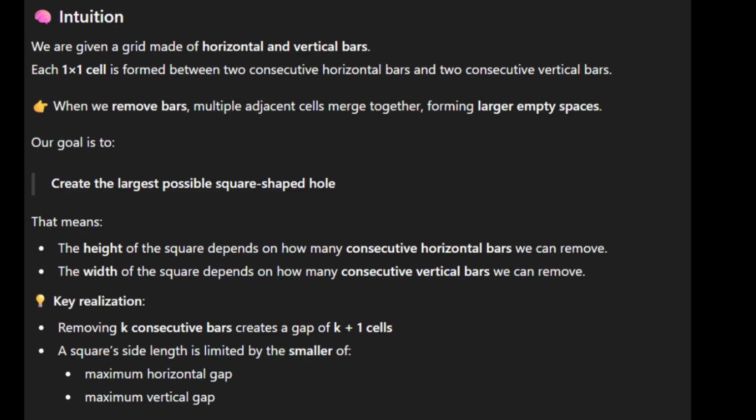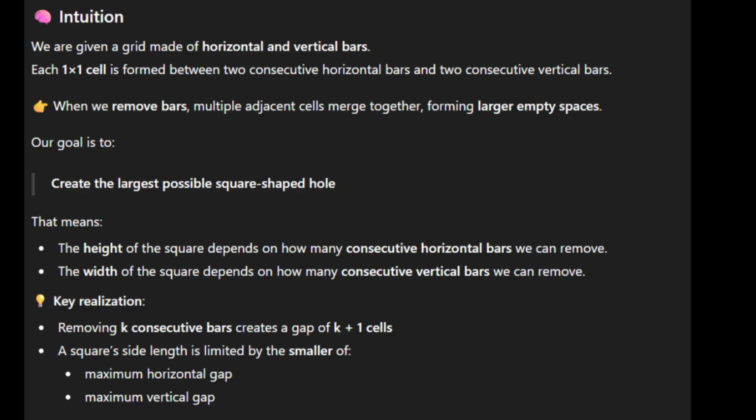Intuition. We are given a grid made of horizontal and vertical bars. Each 1 by 1 cell is formed between 2 consecutive horizontal bars and 2 consecutive vertical bars. When we remove bars, multiple adjacent cells merge together, forming larger empty spaces. Our goal is to create the largest possible square-shaped hole. That means the height of the square depends on how many consecutive horizontal bars we can remove. The width of the square depends on how many consecutive vertical bars we can remove.